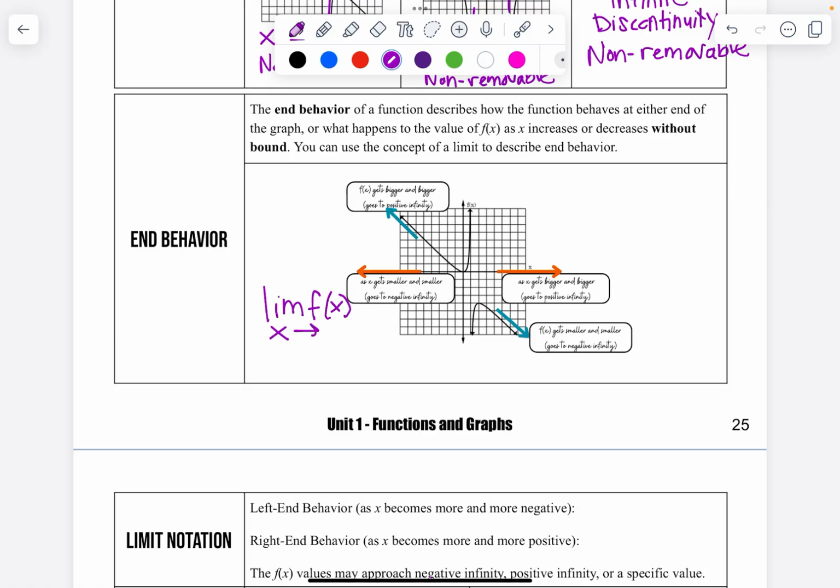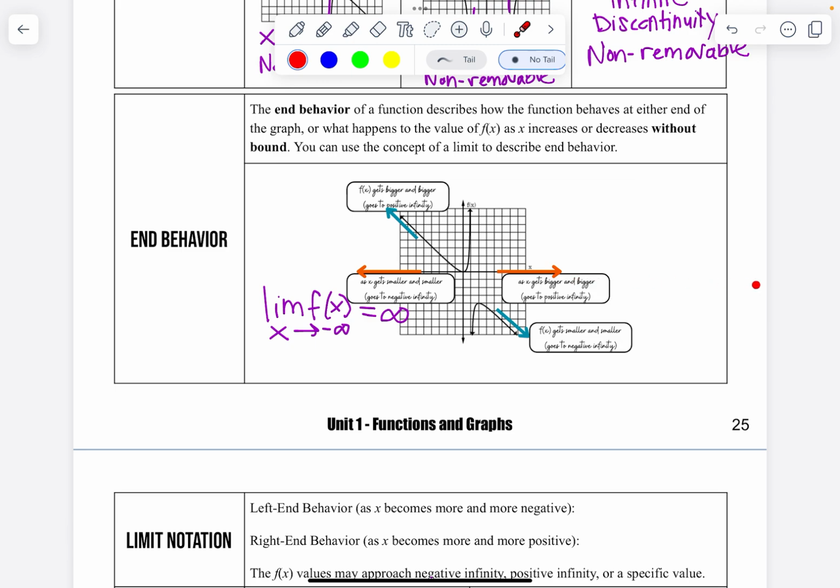Underneath that statement, we say x goes to negative infinity, so that we're telling our audience which side of the graph we're talking about. So headed towards negative infinity means the left side of the graph. And on the left side of this graph, the function is headed up to positive infinity. So we would say positive infinity. On the right side of this graph, we are headed down towards negative infinity.